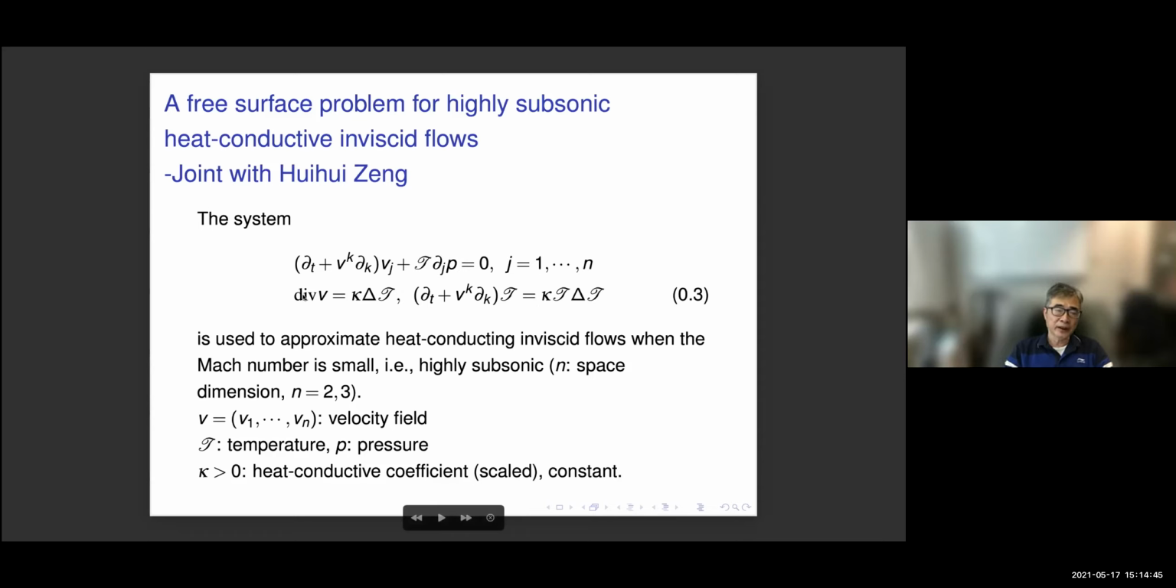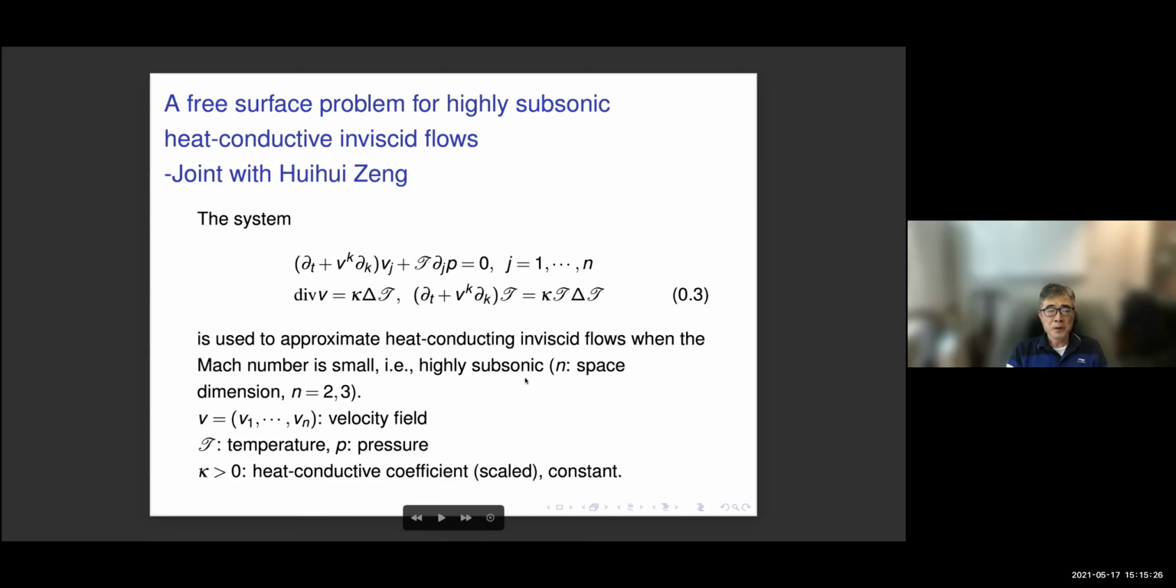And if we take a closer look at this equation, divergence V equals kappa Laplacian T. For example, in the one-dimensional case, that means V minus kappa times gradient of T equals 0. That means the flow, the fluid velocity, is due to the gradient of temperature. So that's an interesting phenomenon of this system.